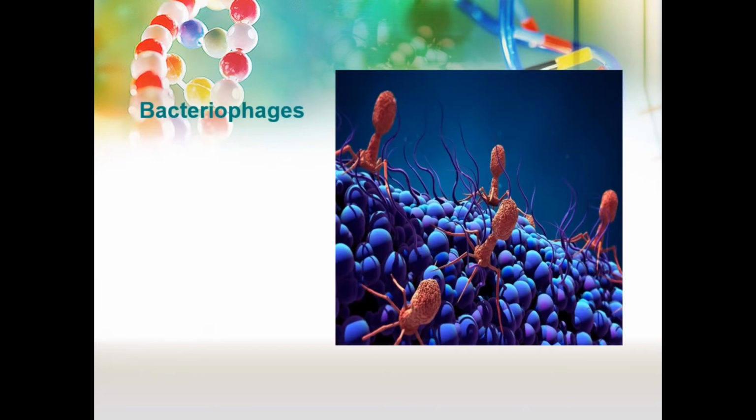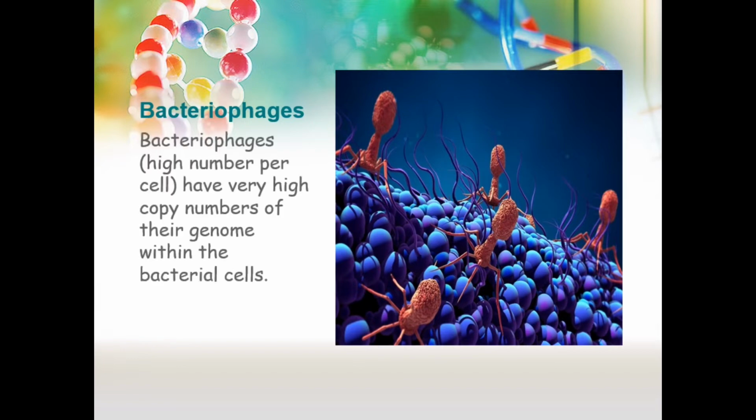The second important cloning vector for bacteria are bacteriophages. Bacteriophages are the viruses that attack bacteria. They have double-stranded DNA as the genetic material. So when they attack bacteria, they inject their DNA in their cell. Inside the cell, the bacteriophage viral DNA replicates and forms multiple copies.